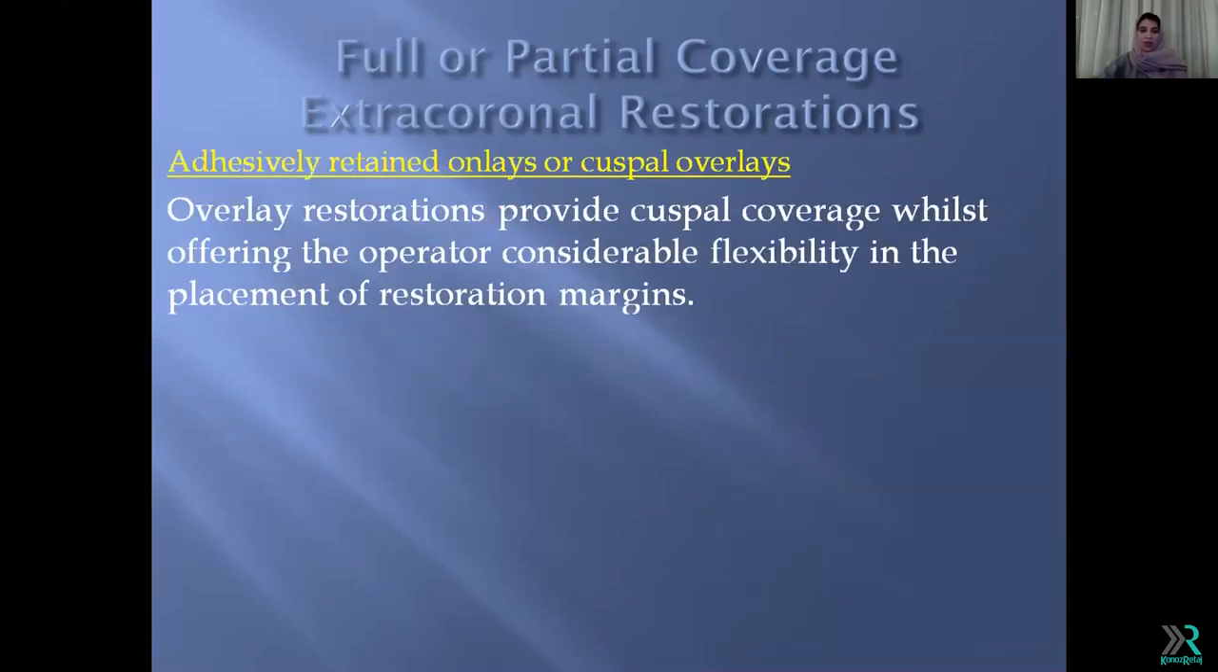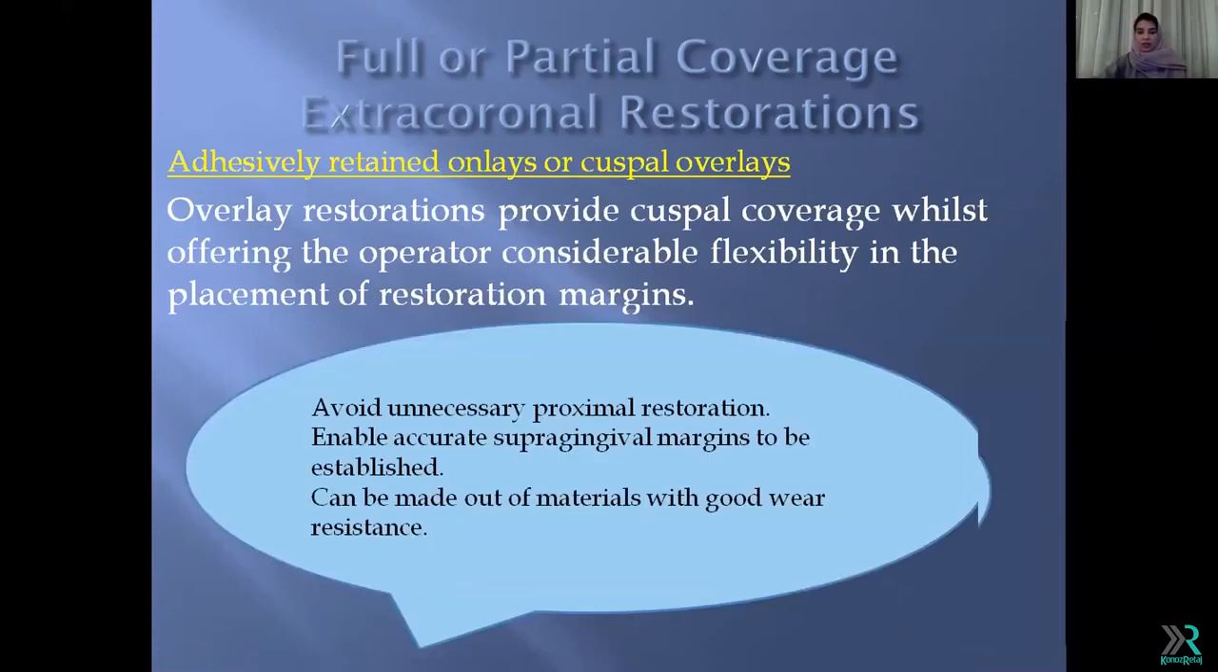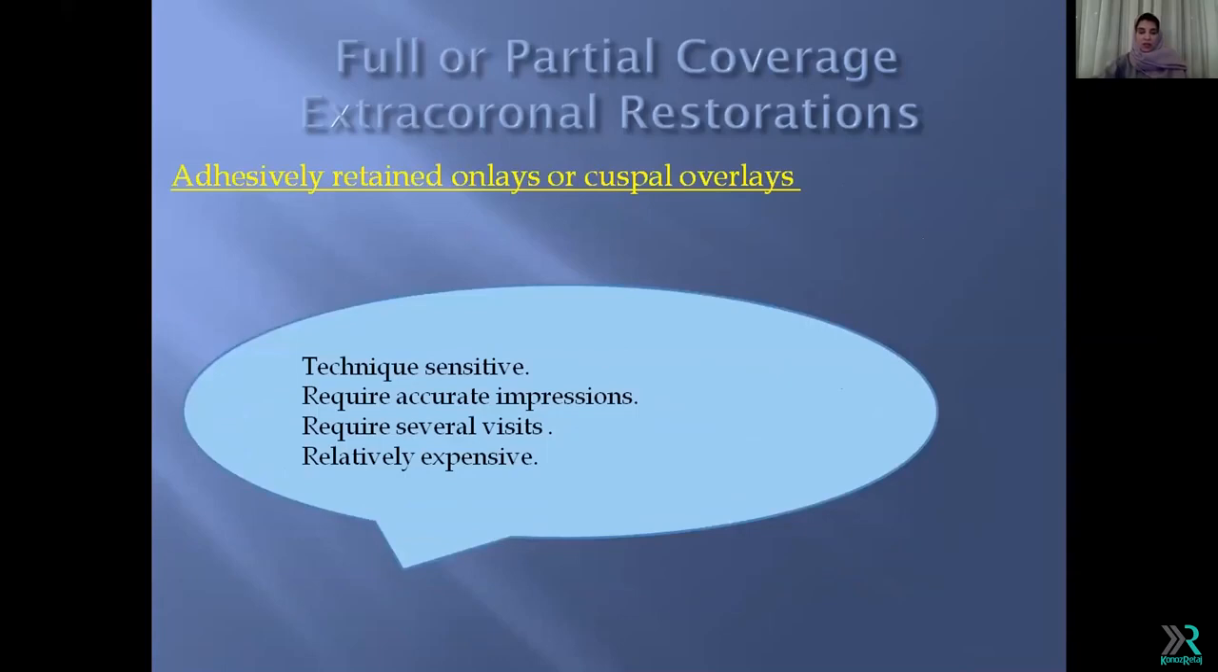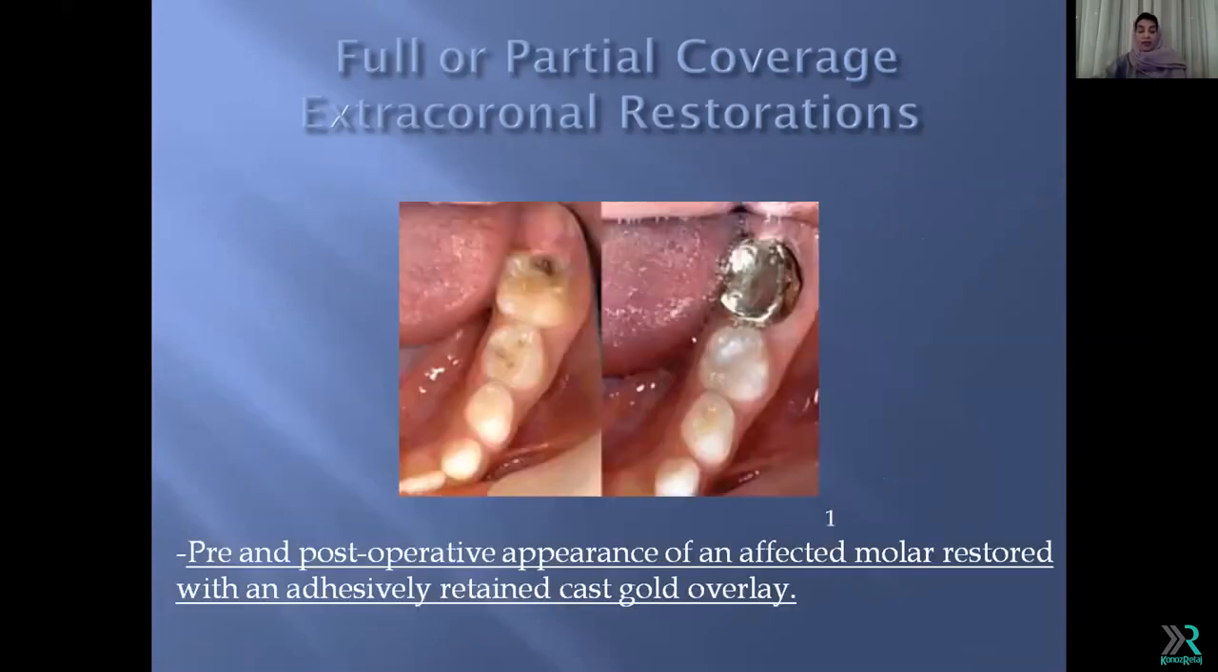Another type of partial coverage extracoronal restoration is the adhesively retained onlay or cuspal onlay that provides cuspal coverage and gives the operator flexibility in the placement of the restoration margin. It avoids unnecessary proximal restoration, enables an accurate supragingival margin, and can be made out of material with good wear resistance. But it has the following disadvantages. It's technique sensitive, requires an accurate impression, requires several visits, and is relatively expensive.